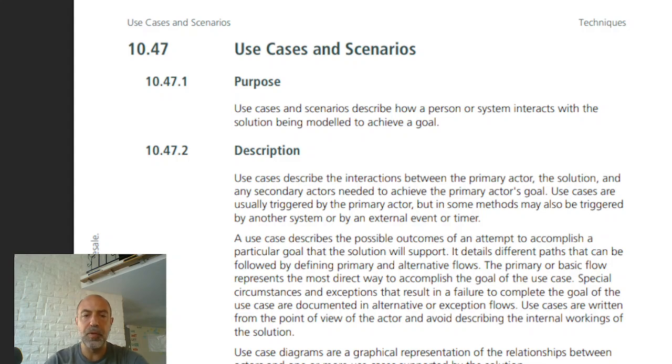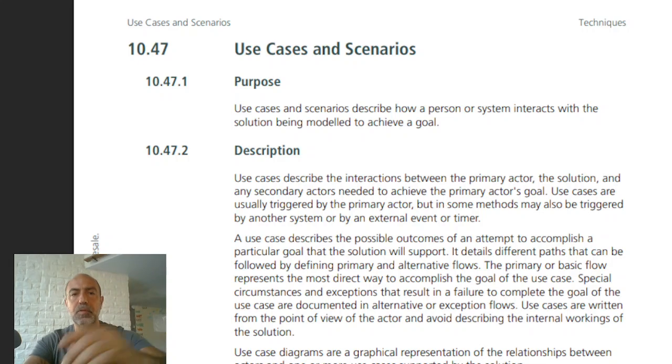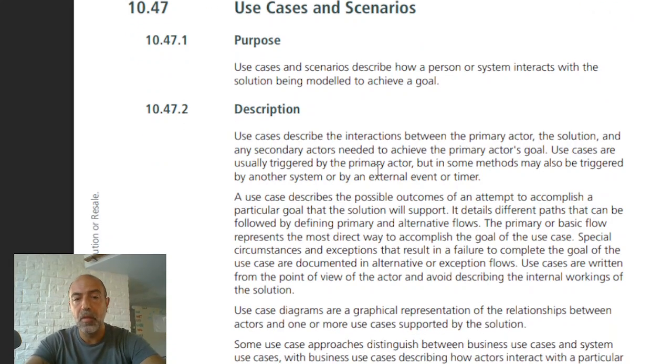All right, babies. Use cases. Something happened. All right. Use cases and scenarios.